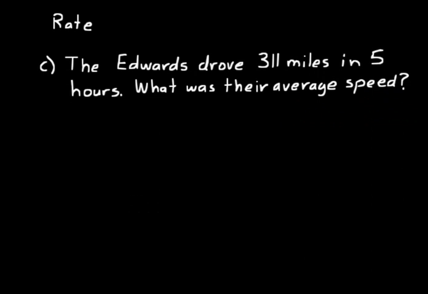And look at practice problem C. The Edwards drove 311 miles in 5 hours. What was their average speed? Well, hopefully you're familiar with a speedometer on a car, and you usually know that a speedometer is in units of miles per hour or maybe kilometers per hour. That's a fraction or a rate.